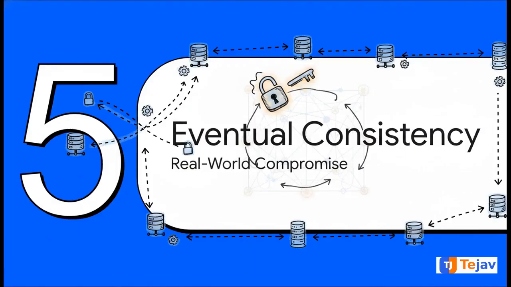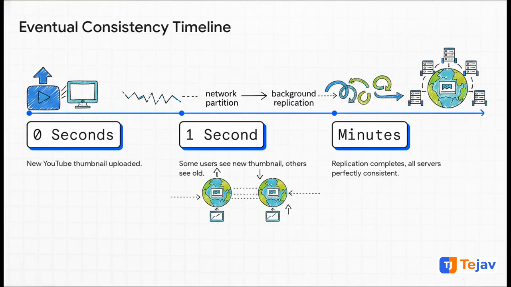But wait, is it really that black and white? Let's explore Eventual Consistency Unlocked, the real-world compromise. Now you might be wondering, isn't there some sort of middle ground? Well, yes, look at this timeline. At 0 seconds, a creator uploads a brand new YouTube thumbnail. At 1 second, a network partition means some users in Asia see the new thumbnail instantly, but users in Europe are still seeing the old one. The system is highly available, but yeah, slightly inconsistent.